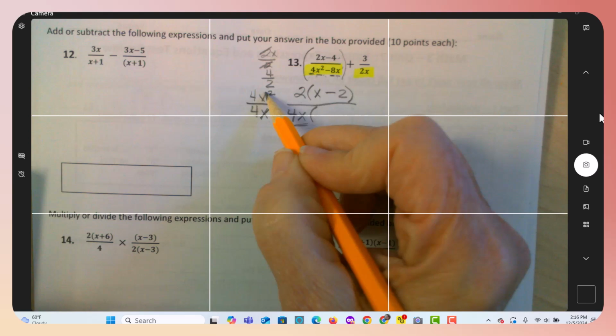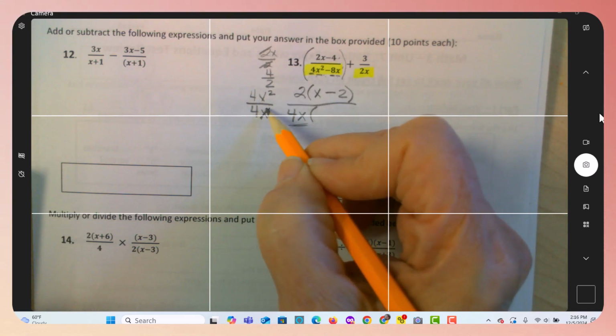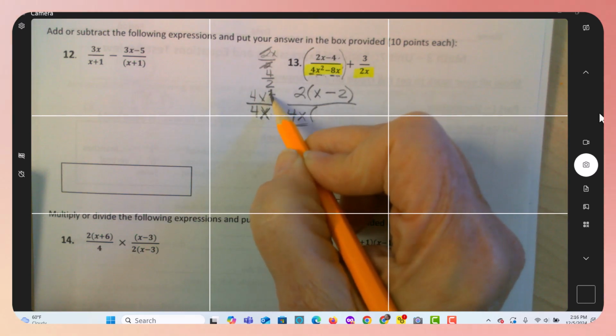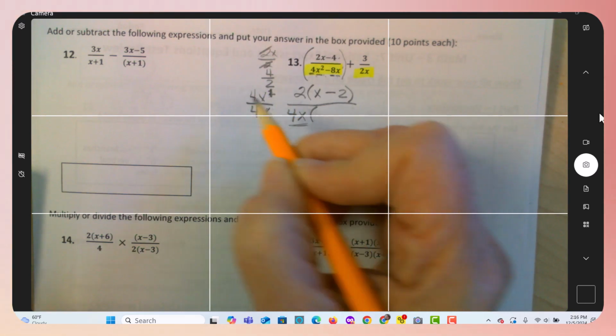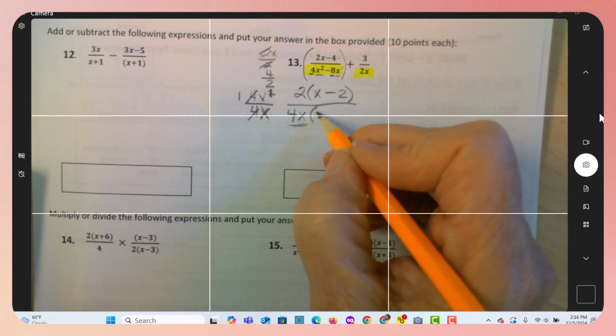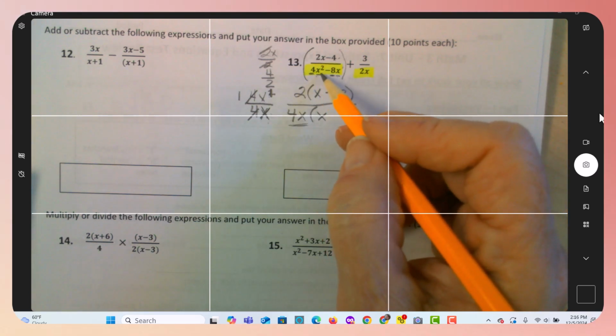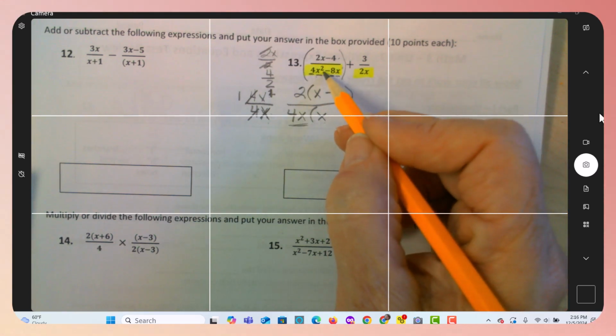The x and x squared over x. We have 2 here and 1 here, so this cancels, and we have 1 left on the top. 2 minus 1 is 1. 4 over 4 is 1. So we're just left with x. 4x times x is x squared.